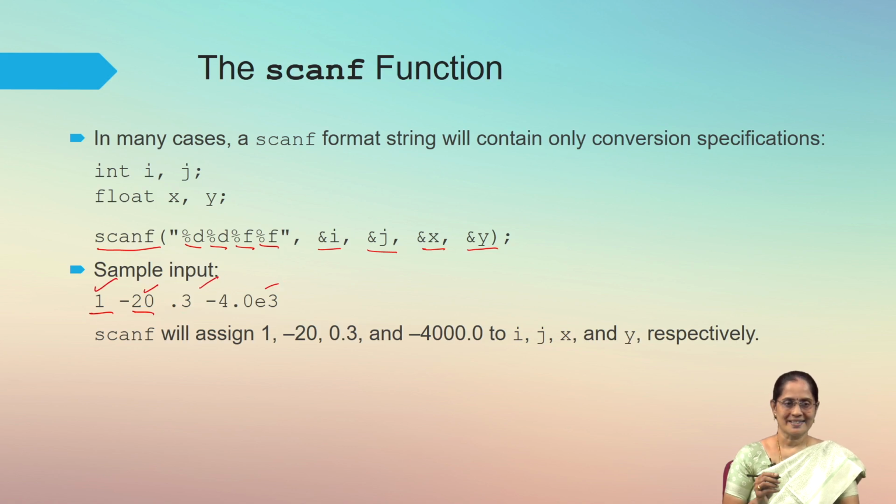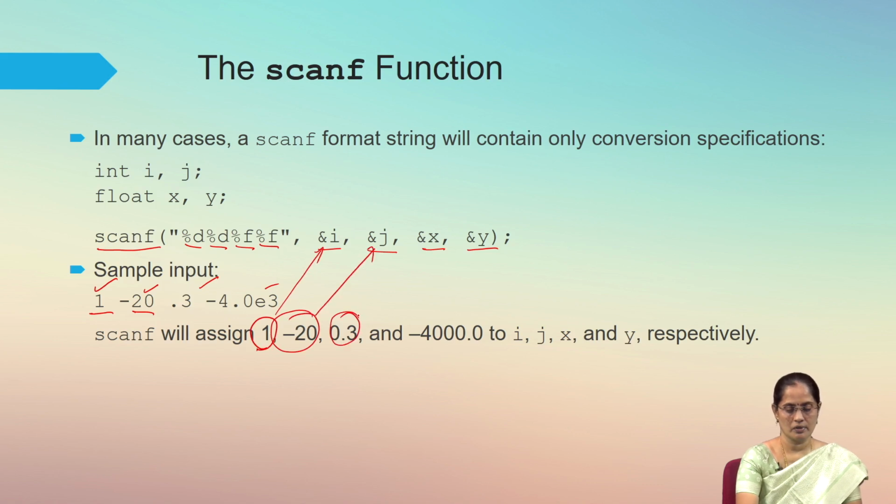So, this will assign value 1 to the first variable i. Then the second value -20 will be assigned to the second variable, 0.3 will be assigned to x and -4000.0 will be assigned to y.